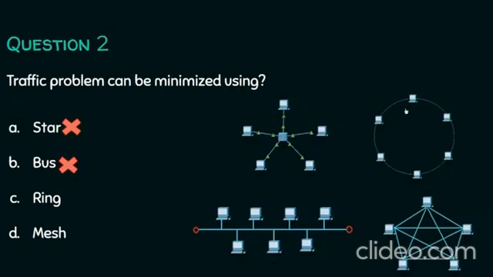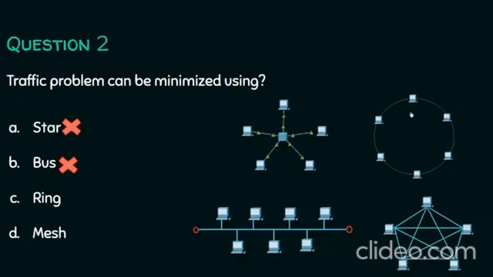And coming to the ring topology, we know very well that it is a unidirectional communication and all traffic will be in this direction only. Suppose if this is going to send some data to this device, it cannot send this way because if the traffic pattern is like this, then it has to send in this way only. Similarly, all devices will be sending their data in this pattern only. So, traffic problem cannot be minimized using ring topology.